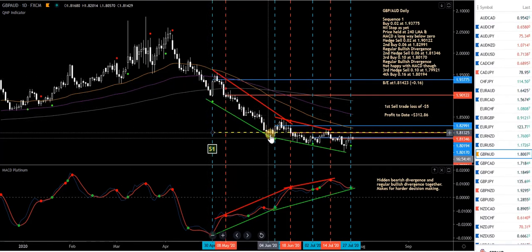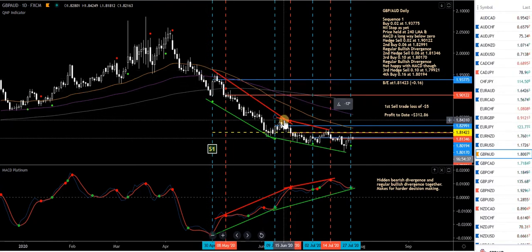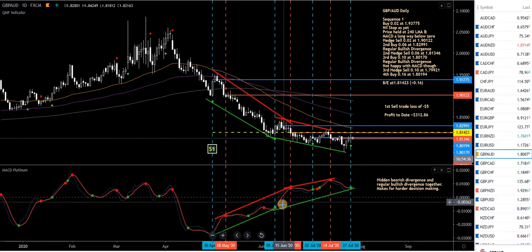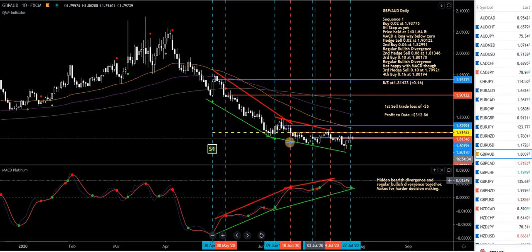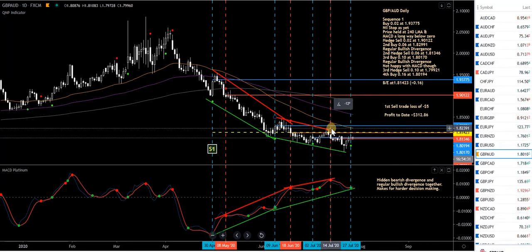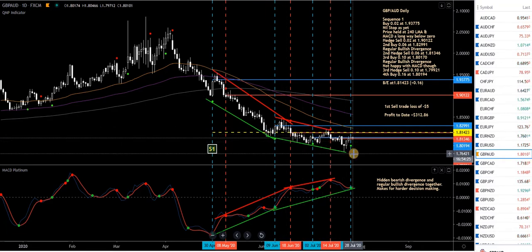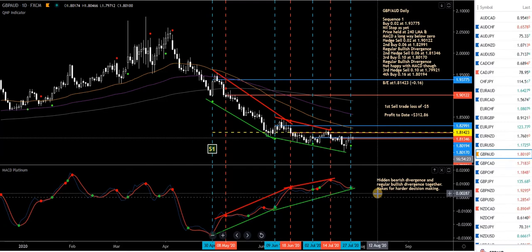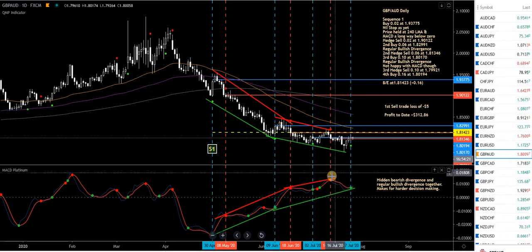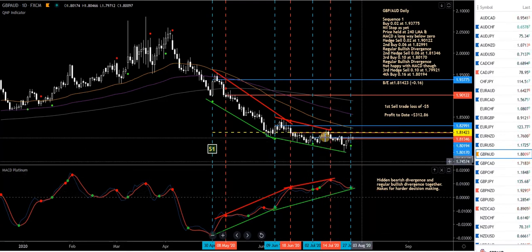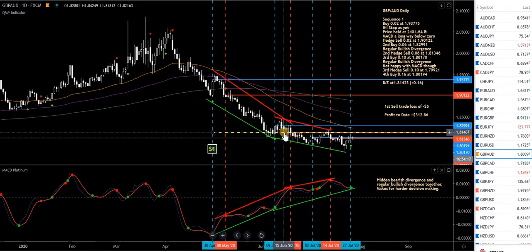initially we had regular bullish divergence, then we had hidden bearish divergence, then we got hidden bearish divergence again, and make sure I've got all this right. Yeah, hidden bearish divergence, and now we've got regular bullish divergence. So there's a lot of, I've made notes here. It just makes it harder for decision making. You know, it confuses you or muddies the water a little bit. So I just took the loss on the sell, $5.